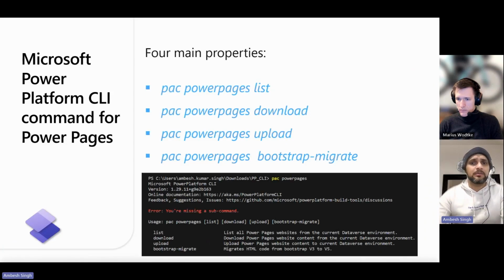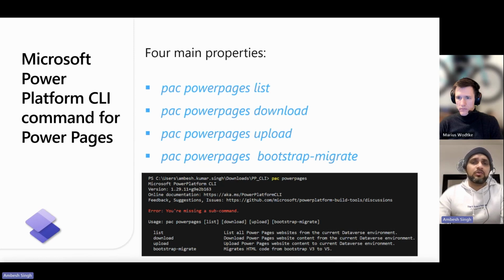The second command is pac powerpages download. If you need to download the content to your local machine, you have to create a folder anywhere, in your existing or shared drive, and then you can run the download command. I will show you how to download it very quickly in the demo.